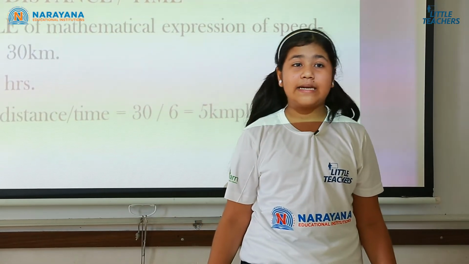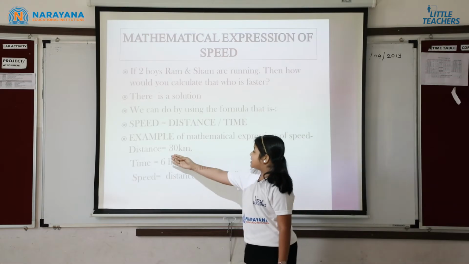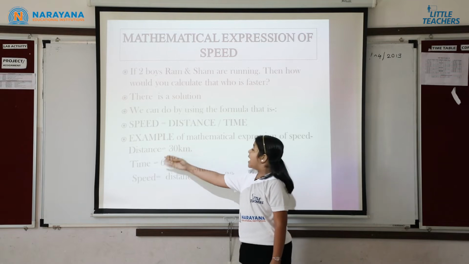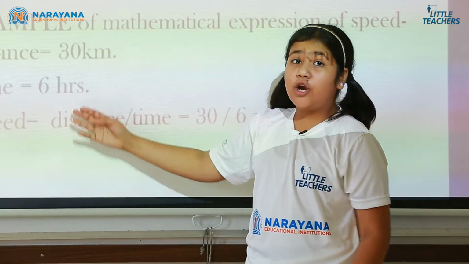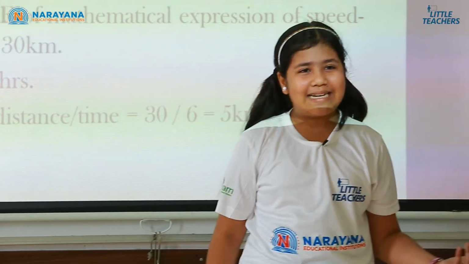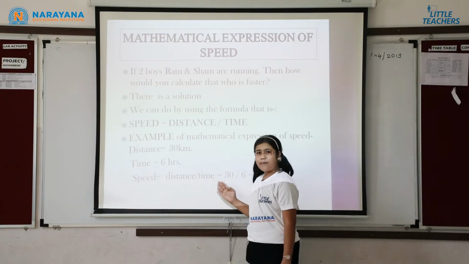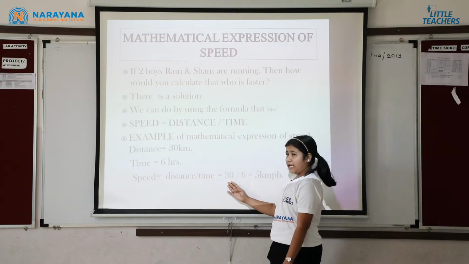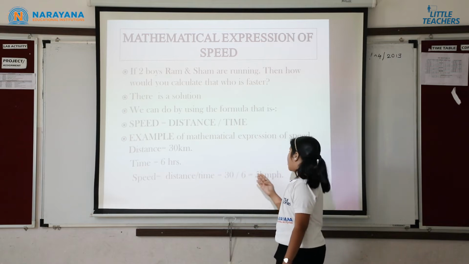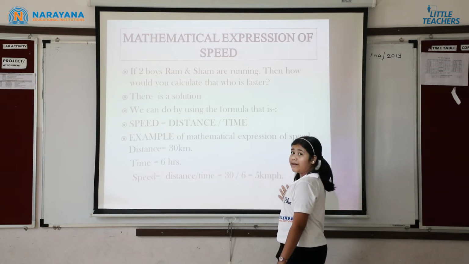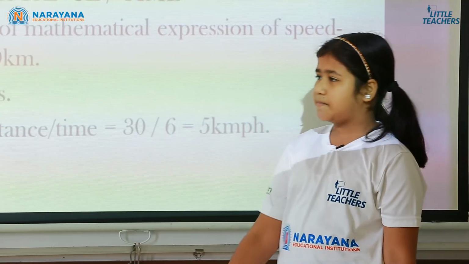Example of mathematical expression of speed. Distance given is 30 km and time given is 6 hours. Don't forget the formula, that is speed is equal to distance upon time. The distance is 30 kilometers and the time is 6 hours, which gives us 5 km per hour, that is our speed.